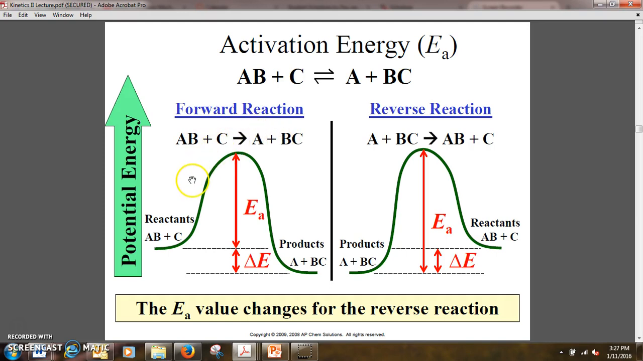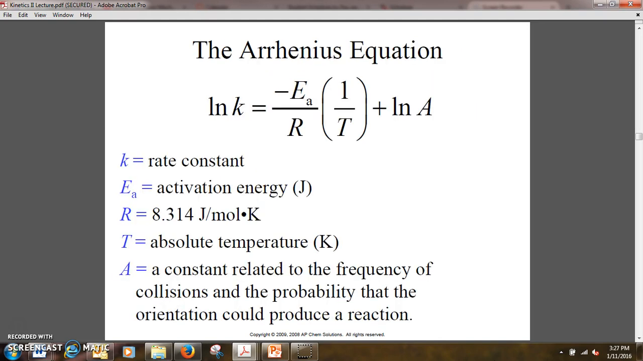So if the activation energy is a certain amount in the forward reaction, it's going to change values in the reverse reaction. It'll probably be much larger. See, the difference is from here to here versus from all the way down here up to here. You're going to have a much larger activation energy going in the reverse of this reaction than you did in the forward.